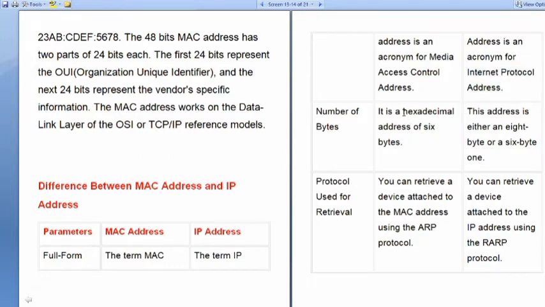So the MAC address is hexadecimal in nature. Now the IP address has either 8 bytes or 6 bytes.